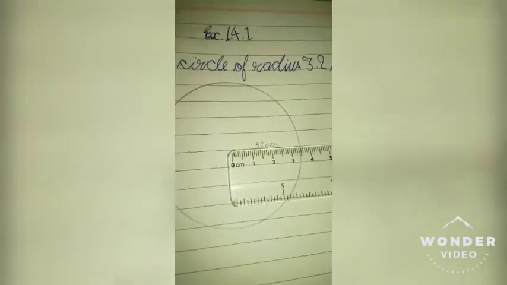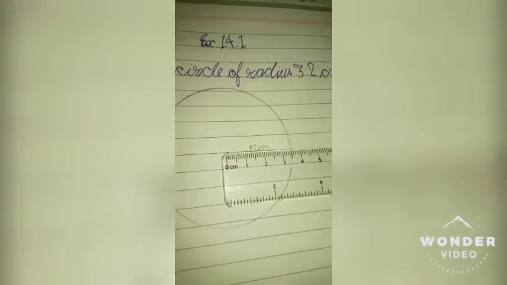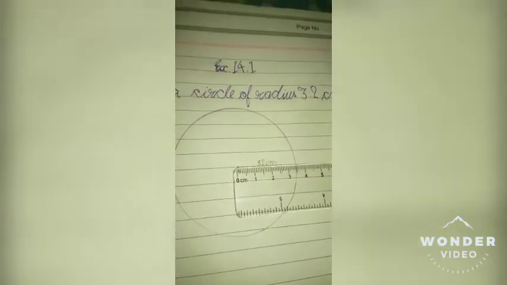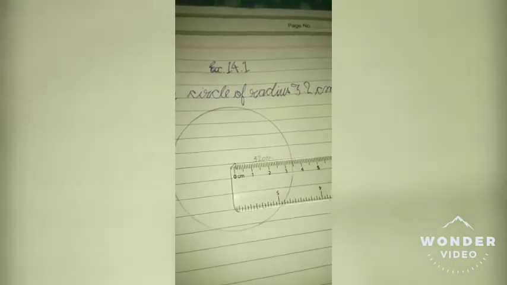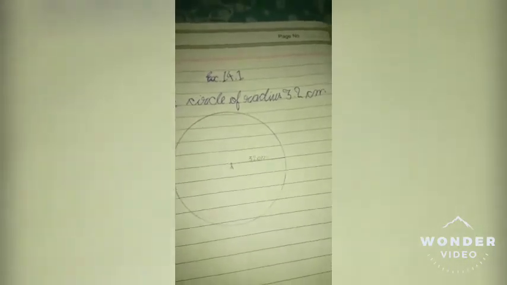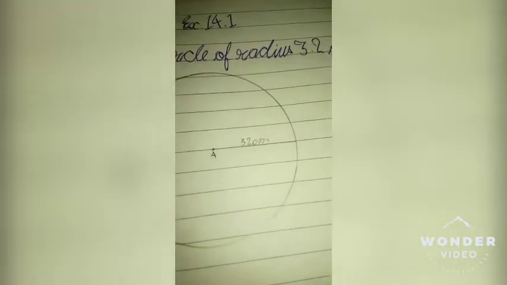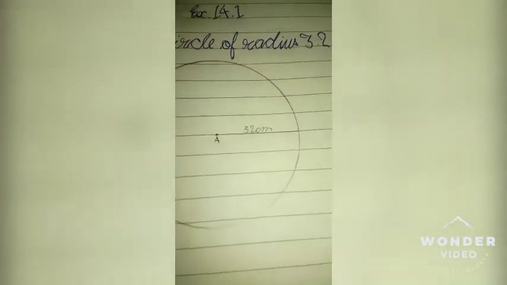You can also measure it. Mine is coming correctly, 3.2. If yours doesn't come, then you have made some mistake. You can always take help of your ruler. So you can mark a line and write 3.2 centimeters like this, as I have done. So we are moving to the next one.